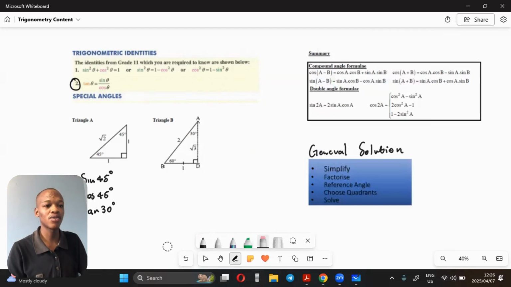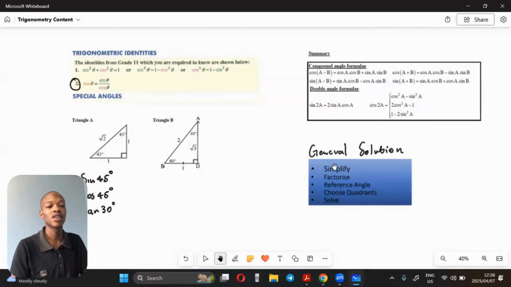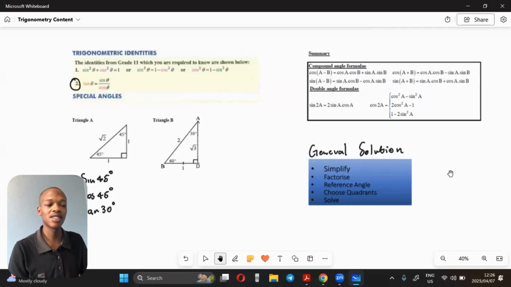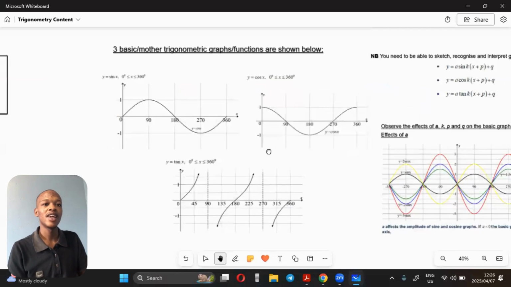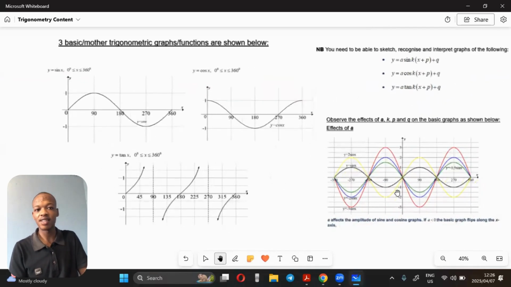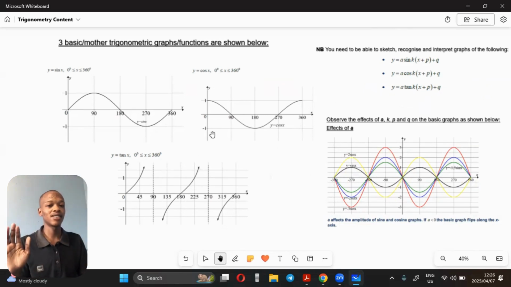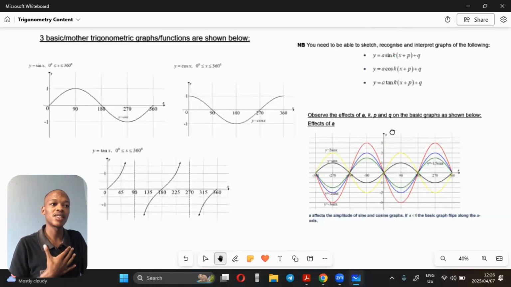And then whenever you are working out a general solution, make sure you follow these steps. Start by checking: can you simplify, can you factorize, and then go for the reference angle, and then you choose the quadrants, and then you solve. Make sure you familiarize yourself with this again. And then for trig functions, this is all you need to know about trig functions. Make sure you know, taking it from the mother graphs. These are your mother graphs without any changes. This is your mother graph, and then after that, get to understand the changes.